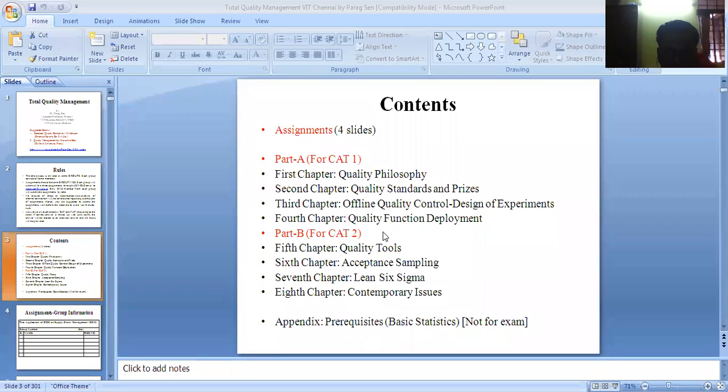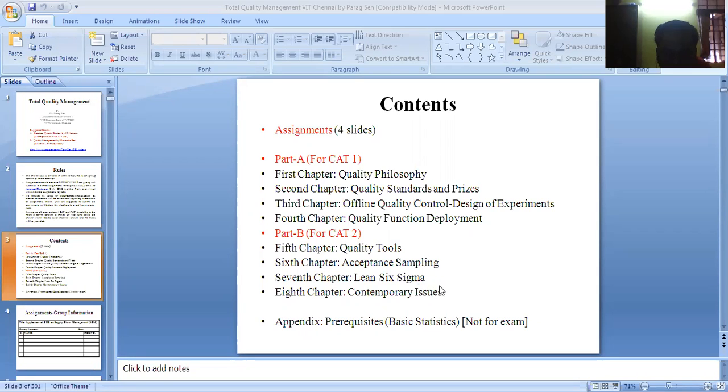Quality, these three chapters we have completed: quality philosophy, quality standards and prices, and quality function deployment. I have also provided you the link for Lean Six Sigma, so you can go through it. If we get time, then later on we can have a look at Lean Six Sigma. But this is not very difficult. You can very easily understand it.